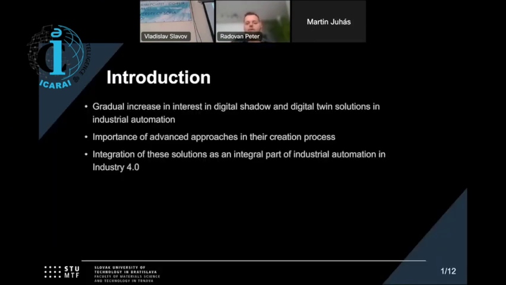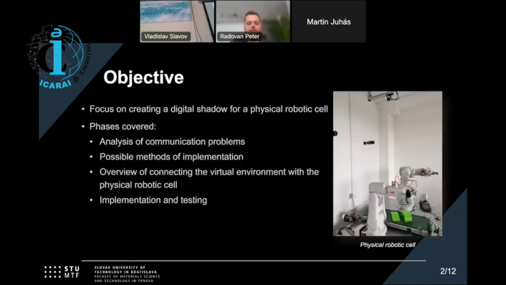So, in the field of industrial automation, there has been a gradual increase in the interest in adoption of digital shadow and digital twin solutions. These advanced approaches play a crucial role in creating a virtual representation of physical systems, enabling enhanced monitoring and control capabilities. The integration of digital shadow solutions has become an integral part of Industry 4.0, revolutionizing industrial processes.